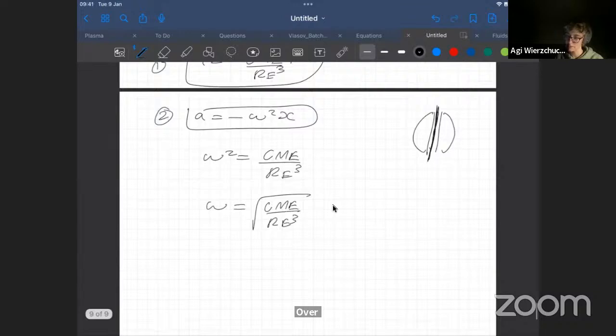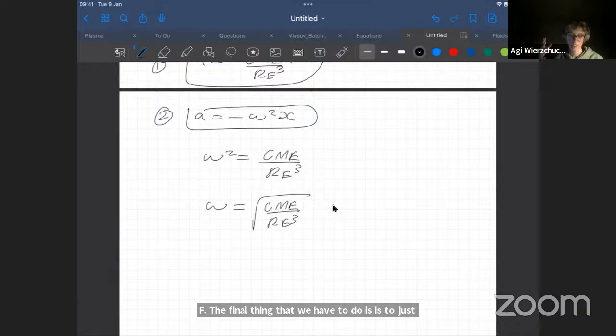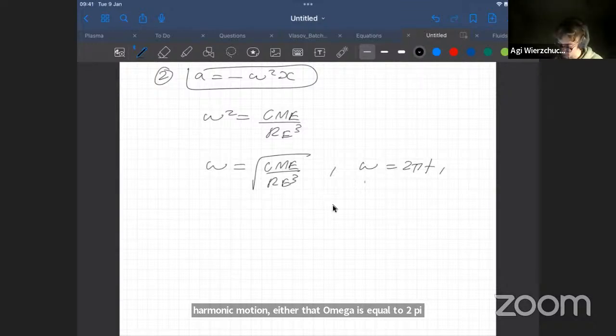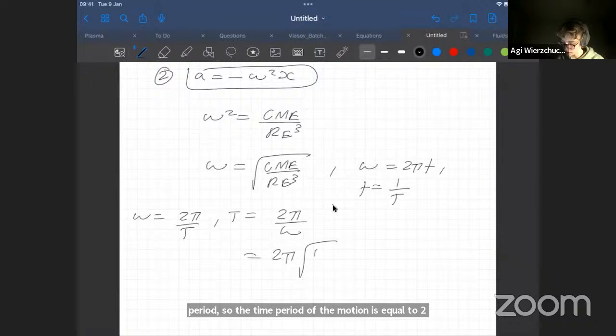The final thing that we have to do is to see how long it is going to take me to go from one end to the other. So let's work out what that time is. Using the formulas that you're familiar with for simple harmonic motion, omega is equal to 2 pi times the frequency, and the frequency is equal to 1 over the time period. So I get that omega is equal to 2 pi over the time period. So the time period of the motion is equal to 2 pi over omega, which is equal to 2 pi times the square root of RE cubed over GME, like so.